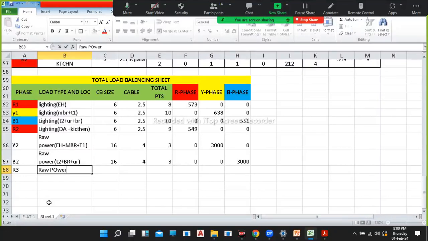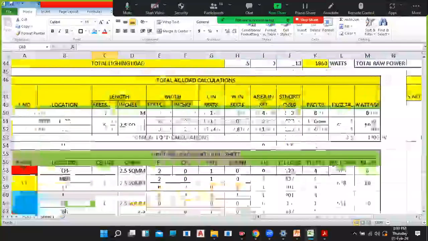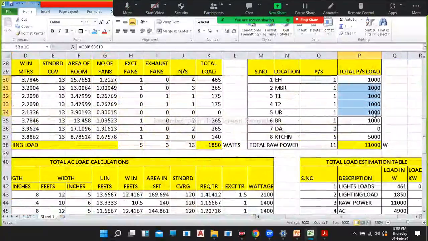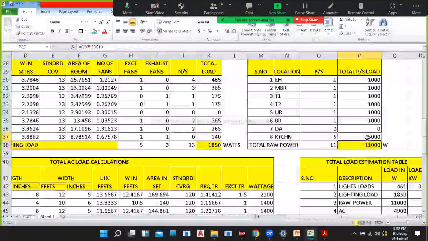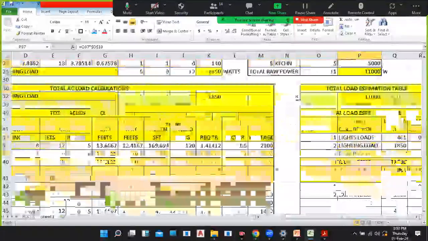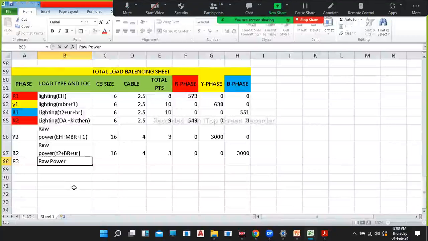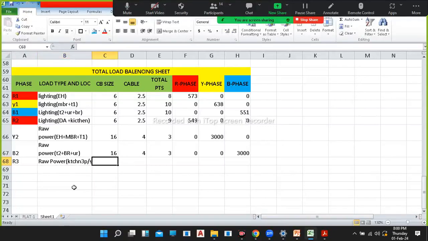Okay, raw power. But in this now kitchen का 5 power socket बचा हुआ है ना? Yes or no? Yes. Okay, these all 3 are completed. Now kitchen ka 5. I'll take 3 in 1, 2 in 1. Yes. 3 in 1 and 2 in 1. Okay. So raw power KTCHN. Okay, kitchen ka 3 power sockets.